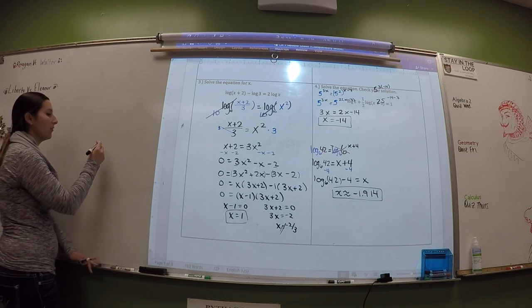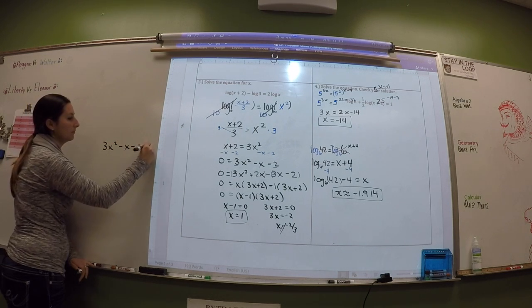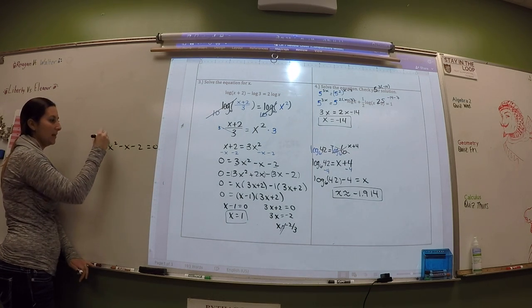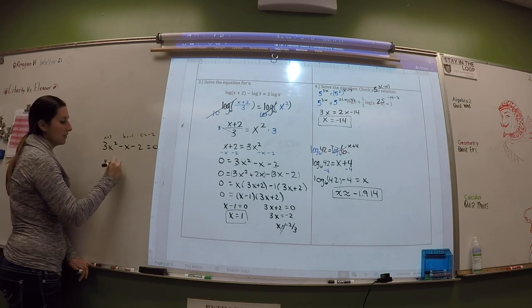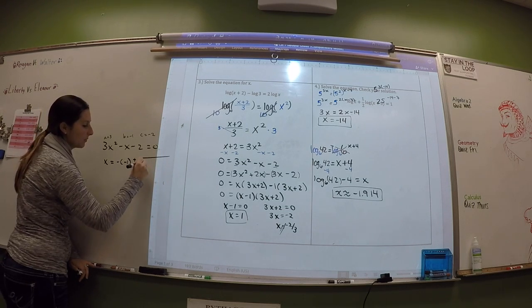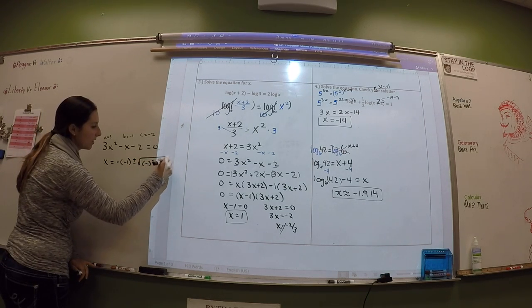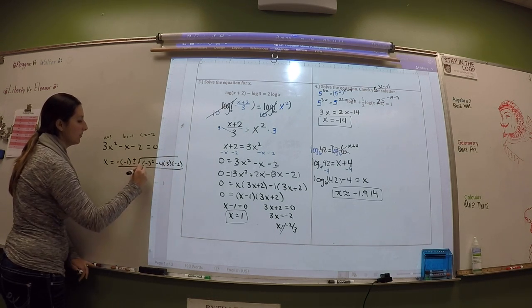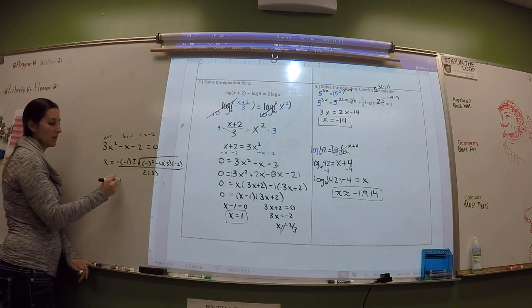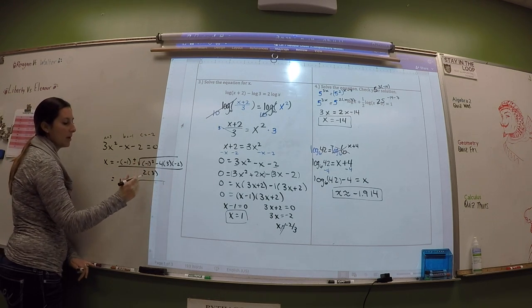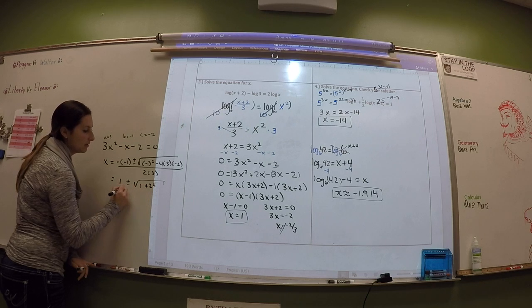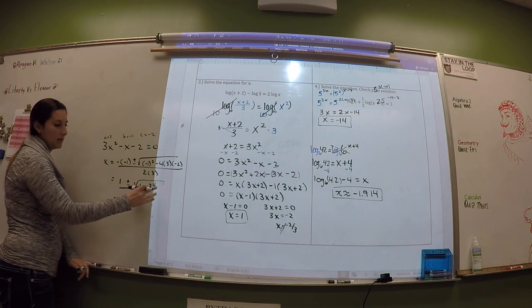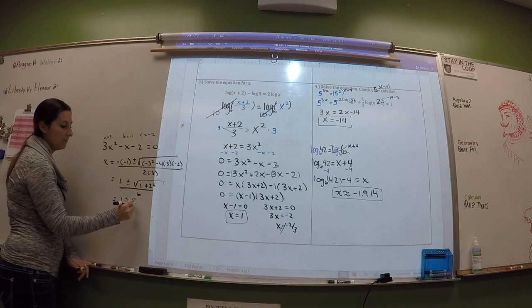If you use the quadratic formula, then A is 3, B is negative 1, and C is negative 2. So x equals negative b plus or minus the square root of b squared minus 4ac, all over 2a. So this is 1 plus or minus, this is positive 1. When you multiply these together, this is 12, and then times 2 is 24, and since they're both negative, we're going to add. This is going to be the square root of 25, which is 5.